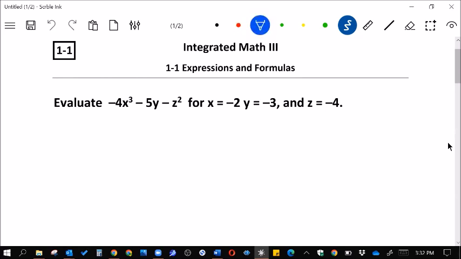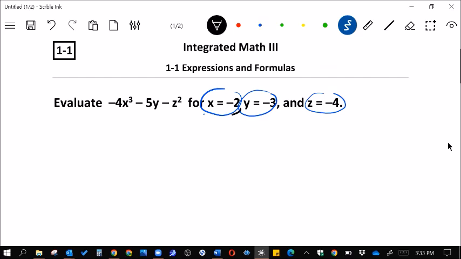So we are going to substitute for x this negative 2. Oh, we'll rewrite that, because we're going to substitute for x, it's negative 2, for y, it's negative 3, and for z, it's negative 4. There should be a comma in there. So we're going to rewrite this as negative 4, and I'm going to put that negative 2 in place of the x.